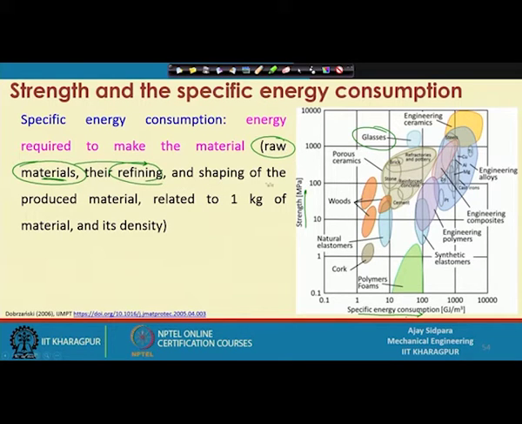Once refining is over, then you have to shape this component. In shaping, you can do many things; machining is also available. If it is in a powder form, then powder metallurgy.